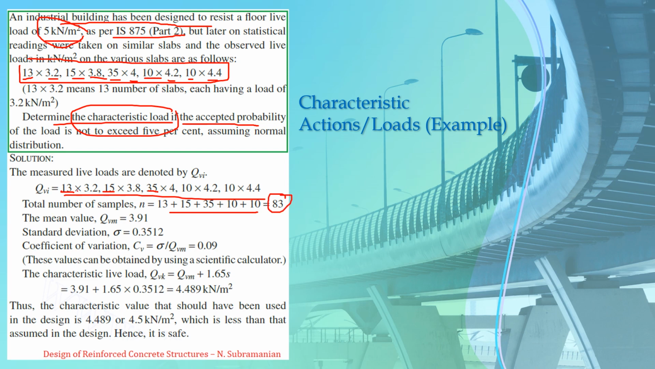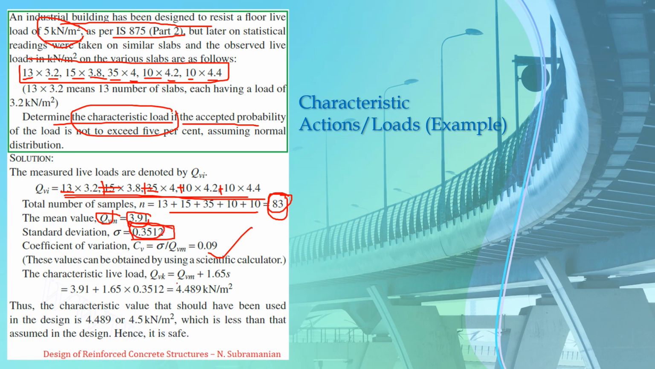To find the value of mean load, just do this. For example, 13 into 3.2 plus 15 into 3.8 plus 35 into 4 plus 10 into 4.2 plus 10 into 4.4, divided by the total number of samples, that is 83. You get the mean value to be 3.91, and then you can again use your calculators or an Excel sheet to calculate the standard deviation. You will find the standard deviation to be 0.3512. Here the coefficient of variation also has been calculated. Let us ignore this for now. Now we have the mean load and the standard deviation. We can find the characteristic load.